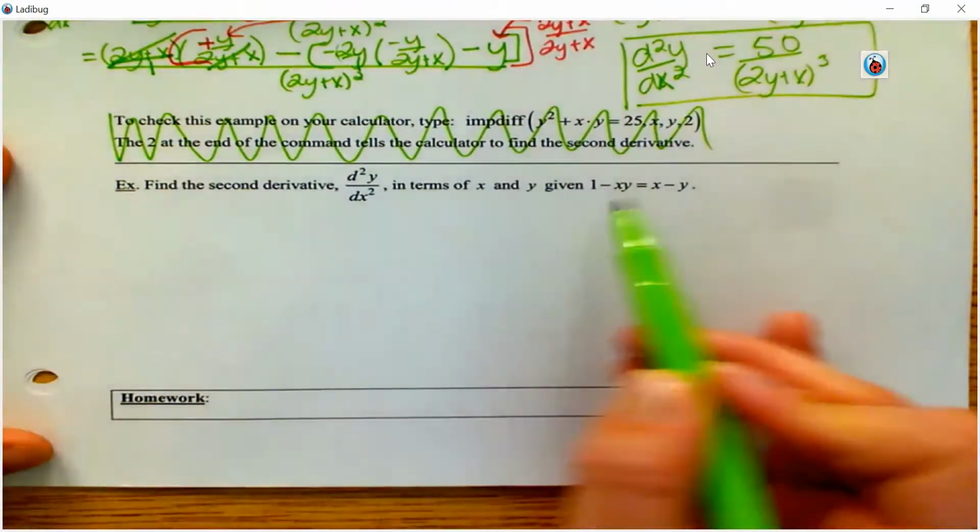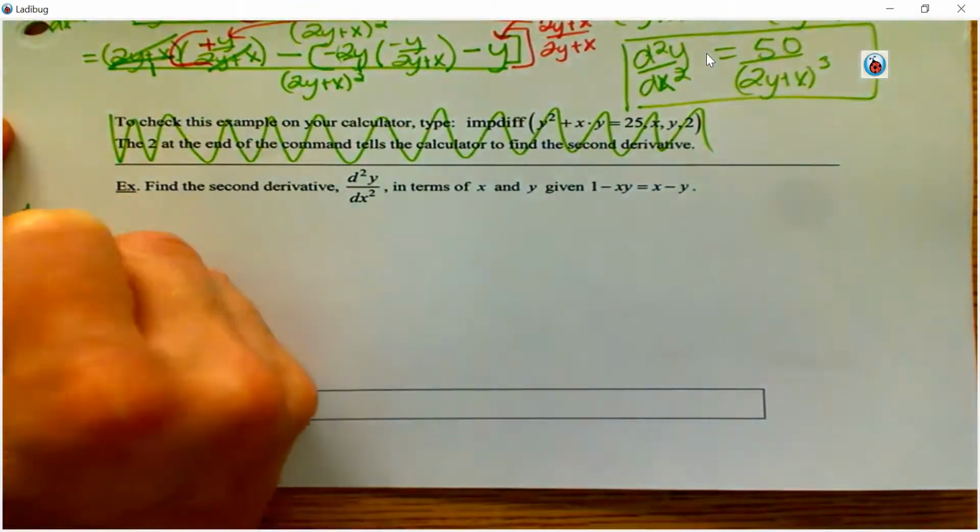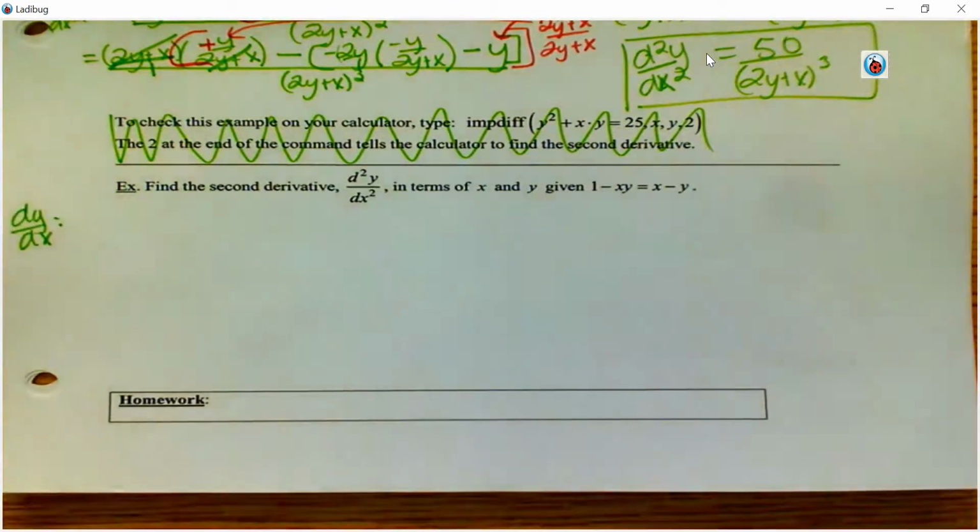Okay, why don't you guys try to find the first derivative? I'll let you get started with that. Find dy dx.